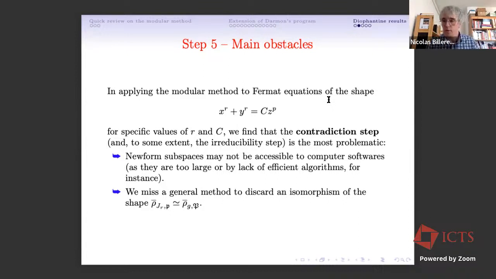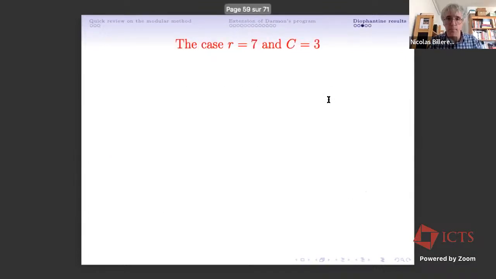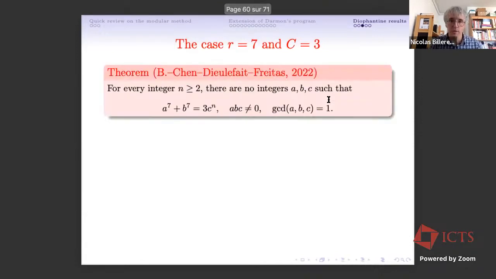And what I would like to explain in the last 10 minutes is 2 specific Diophantine equations where we have been able, at least partially, to solve these problems. So the first case I would like to discuss is the case R equals 7 and the coefficient in front of the P-th power being 3. So here is the theorem from last year. For every integer n greater than or equal to 2, there are no integers a, b, c such that a to the 7 plus b to the 7 equals 3 times c to the n, where a, b, c are non-zero and coprime.